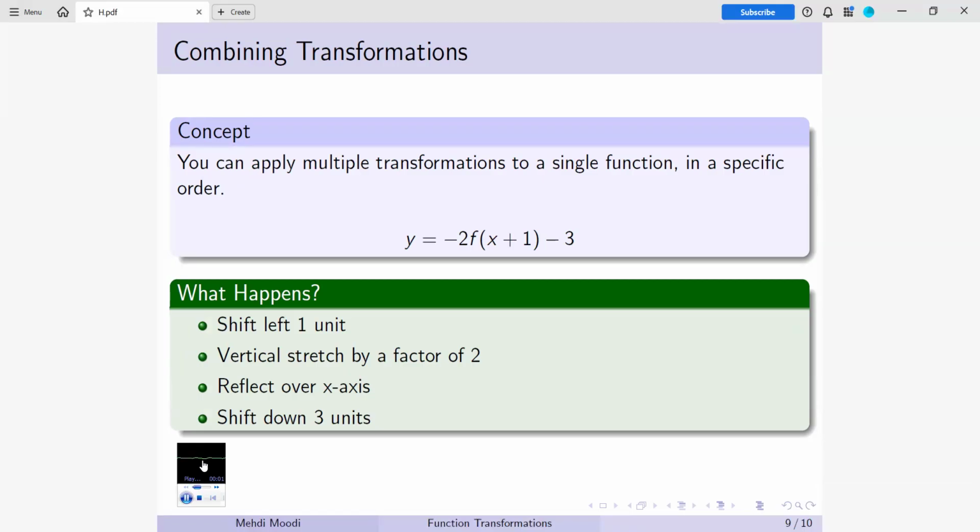Combining transformations is like following a complicated recipe. One wrong step and your function looks like a bad science experiment. Order matters, especially if reflections are involved. Simply follow the order of operations.